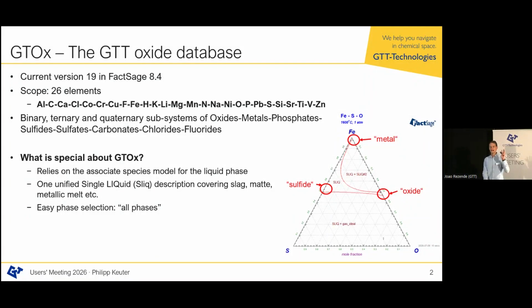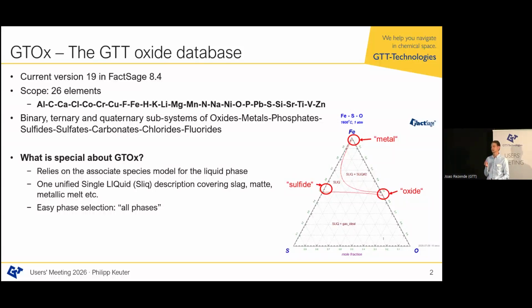Three things I consider special about GTOx are that it relies on the associated species model, so it differs a bit from other oxide databases, which has implications also on the modeling options. The CALPHAD experts among us could evaluate and judge this a bit. For those who don't understand different CALPHAD models, it's not super important for my talk here.